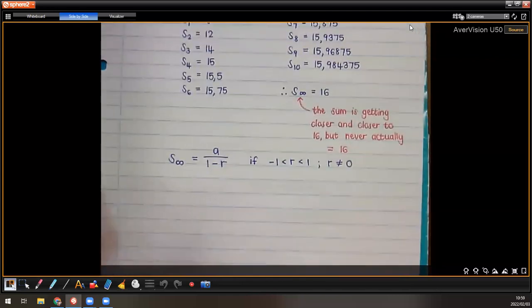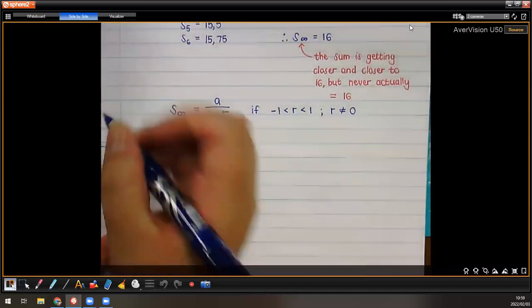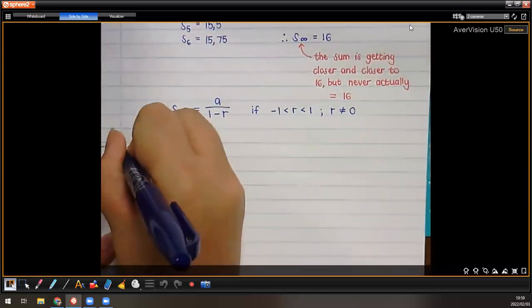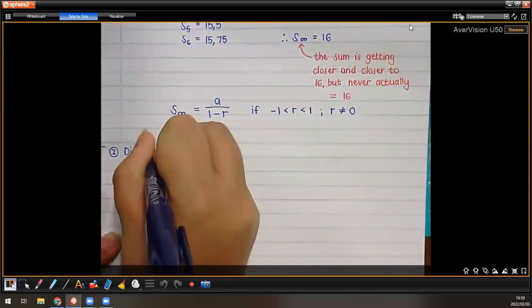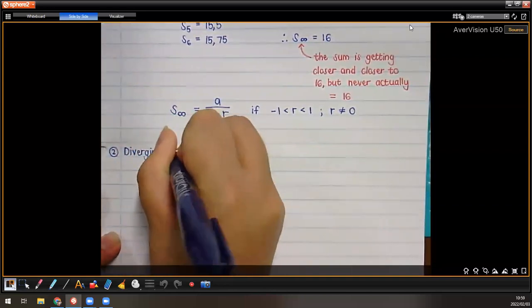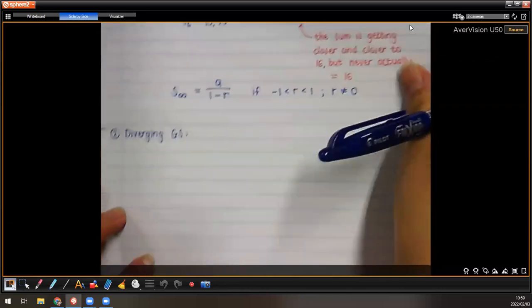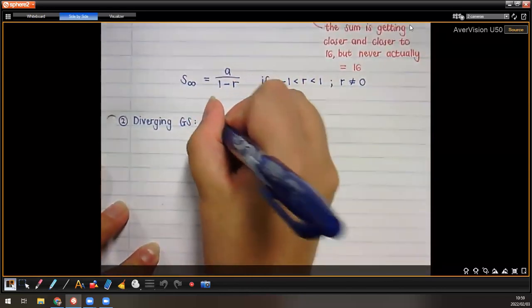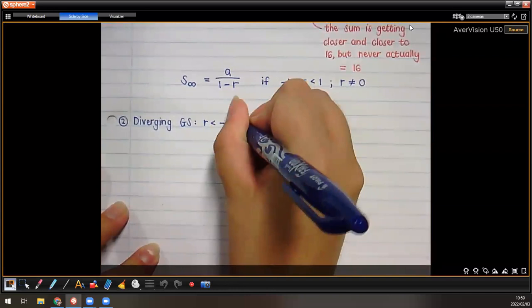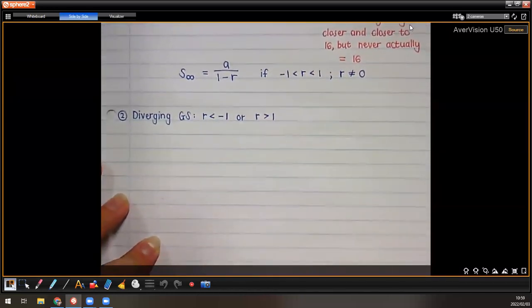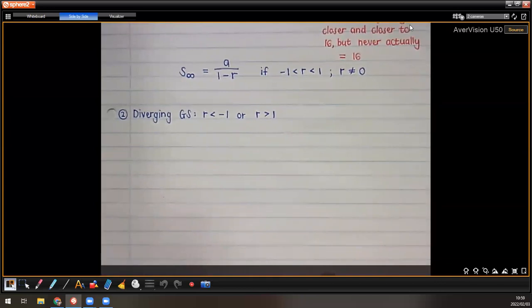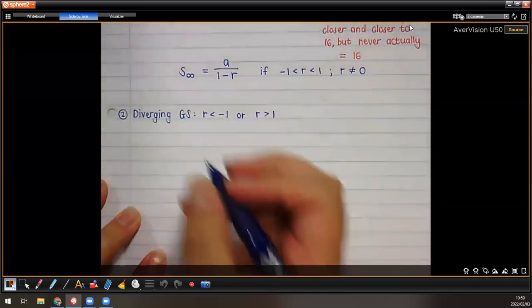Now let's just quickly look at what happens when we have a diverging geometric series. So this is now when your ratio is either smaller than -1 or greater than 1. All right, so the exact opposite of when we had a fraction. So now, for example, if your ratio is -2 or +2, okay, we can test those two.